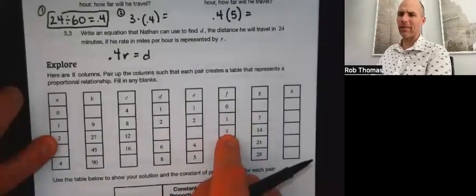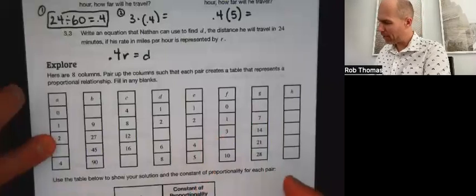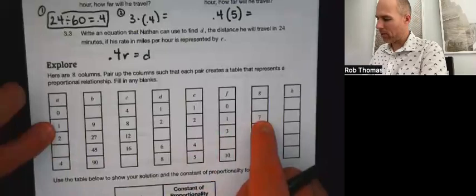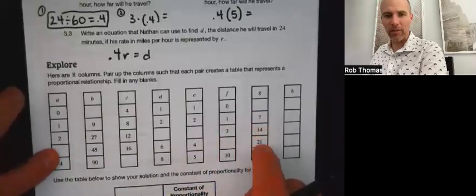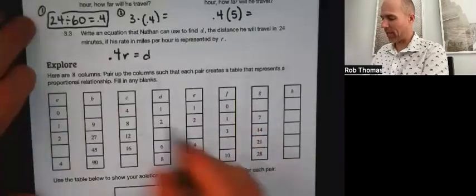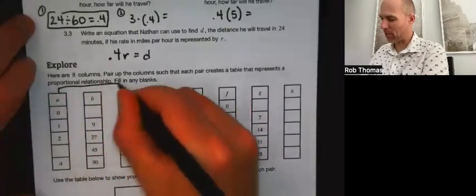All right, we're getting down to the nitty gritty here. All right, A and G. 1 times 7 is 7. 2 times 7 is 14. 4 times 7 is 28. Okay, so I think A and G are going to go together. So maybe I'll draw something to connect them.